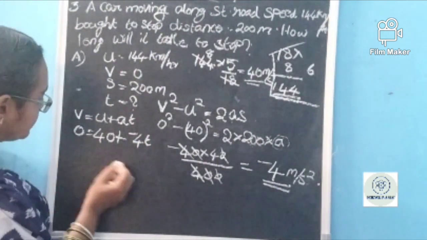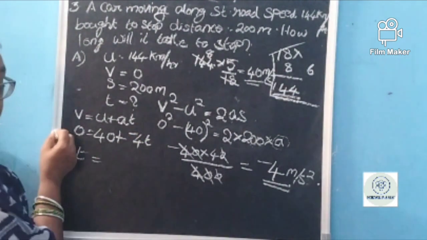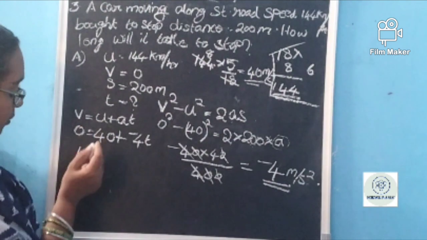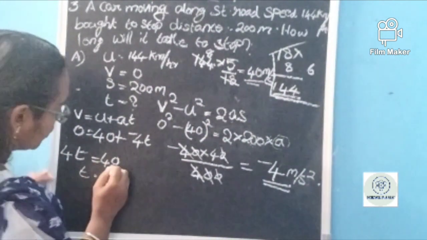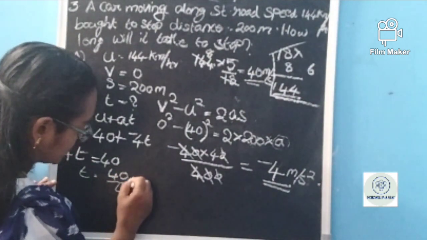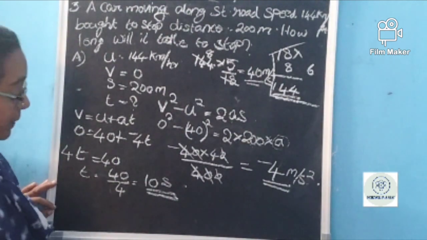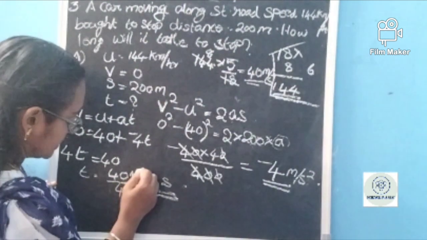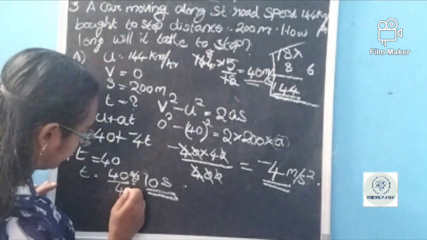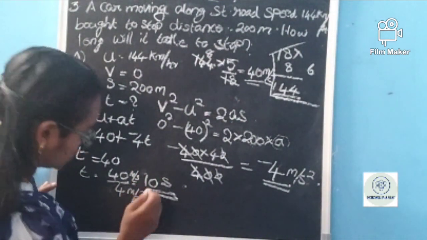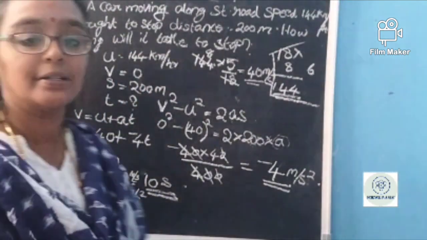What will be T, ma? I am taking this value to the other side, so the negative will change into positive. 4T is equal to 40. T is equal to what, ma? 40 divided by 4 is equal to what? 10 seconds. Why? Because here meter per second divided by meter per second square, so it will be 10 seconds. Okay. This is how we can find out T.